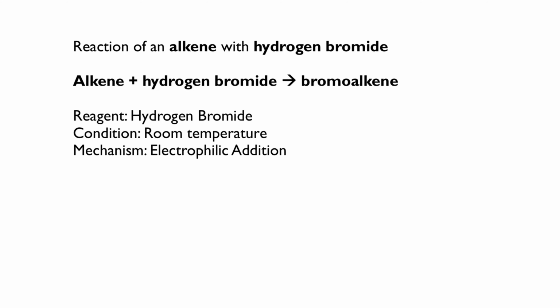Okay, the next one we're going to look at is the reaction of an alkene with hydrogen bromide. The general equation is an alkene reacts with hydrogen bromide to form a bromoalkane, I should say alkane. The reagent is hydrogen bromide, the condition is room temperature, and this is again an electrophilic addition reaction.